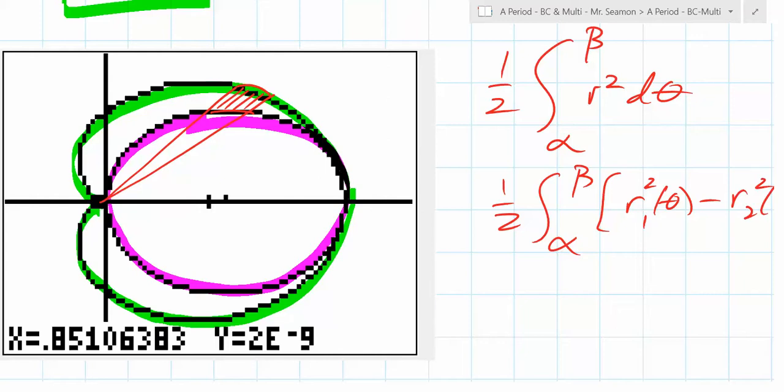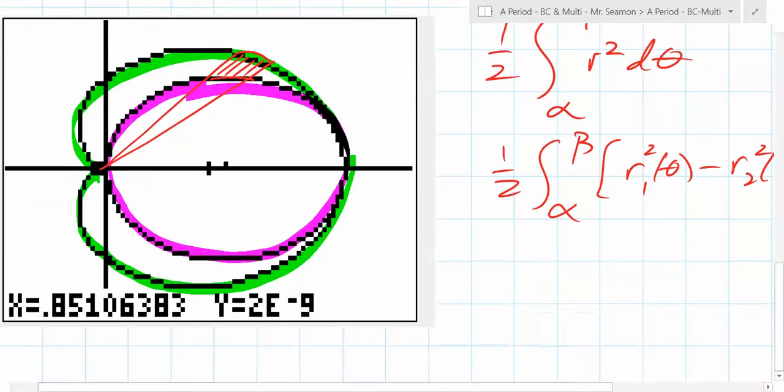Is it possible for these things to weave in and out of each other? Absolutely. And what happens if you integrate across without breaking it apart into separate pieces? Because it's negative, it starts canceling, right? So you end up with an answer where the algebra is correct, but the setup is not correct.